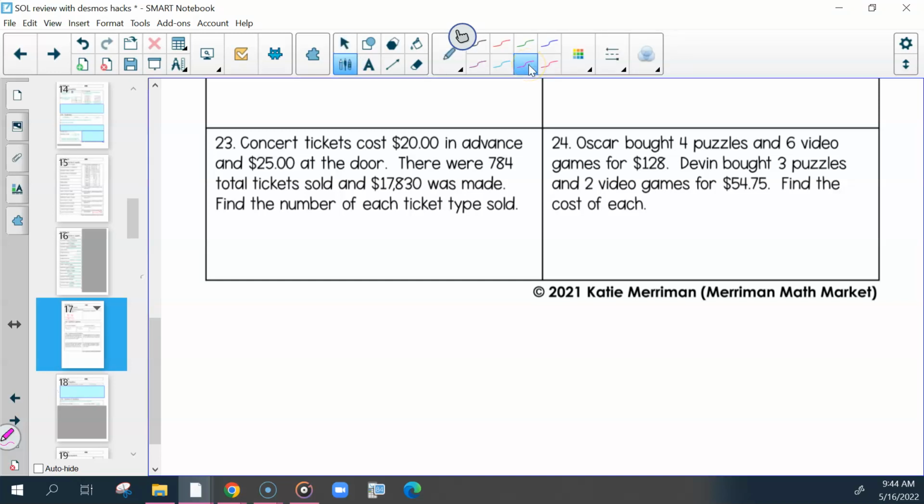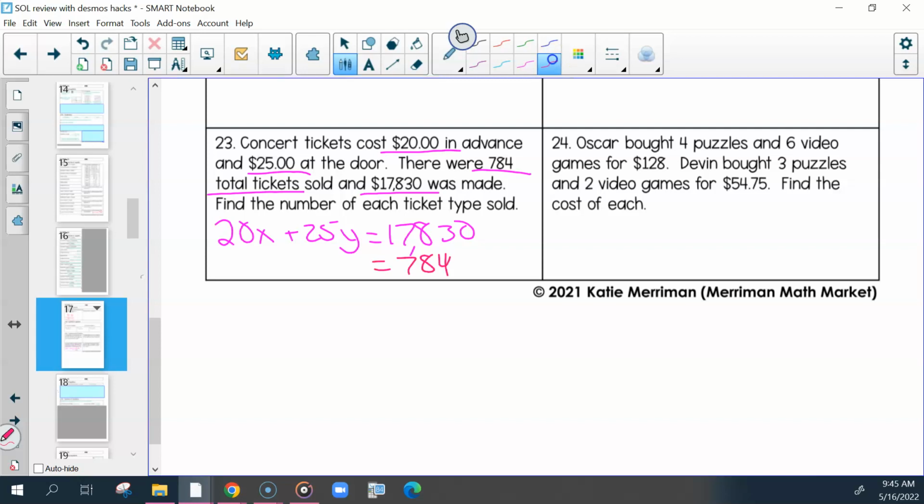So in this case, concert tickets cost 20 in advance, 25 at the door. There were 784 total tickets and $17,830 made. Remember that if it has money, all the money goes together. So we can say 20x plus 25y equals 17,830. All the money goes together. And then we know our other total is 784.